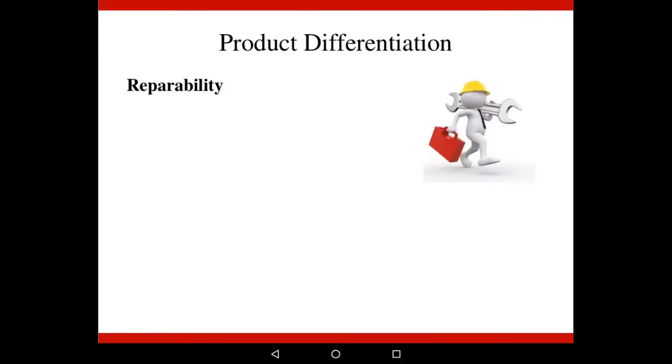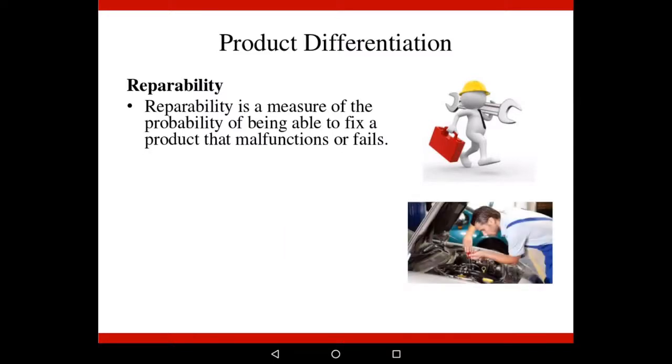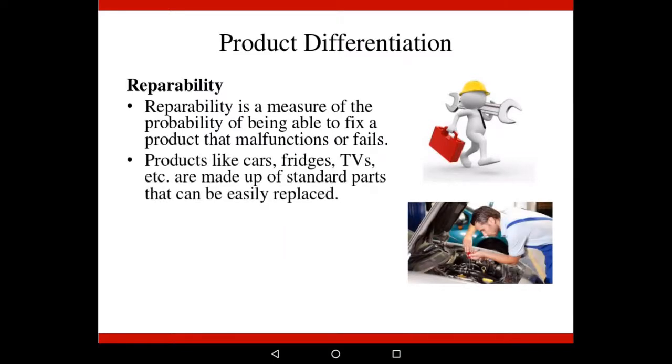Repairability. It's the measure of the probability of being able to fix a product if it fails or malfunctions. Certain cars are bought, for example, because they can easily be repaired and their parts are available. Toyota is a good example. The same with TVs and fridges and so forth. There's standard parts that you can buy to replace.